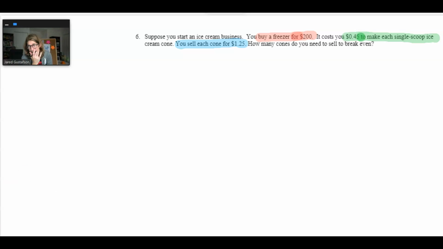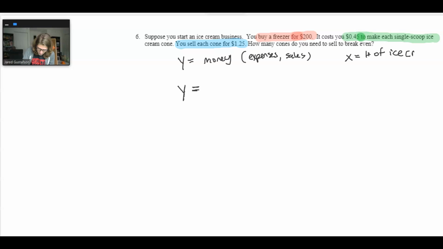So we have to think about these as two separate things. Let's think about how much money we're spending and how much money we're selling things for. Let's just say Y is our money, our sales, whatever. Let's talk about how much we sell cones for. Y equals... let's call X the number of ice cream cones, because that's what we're selling. That's what's going to make us our money.